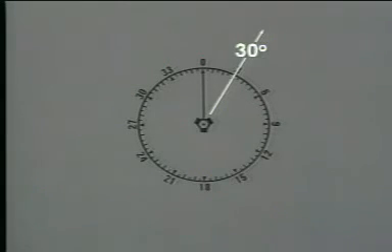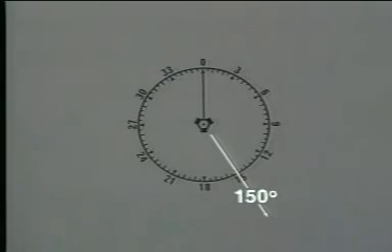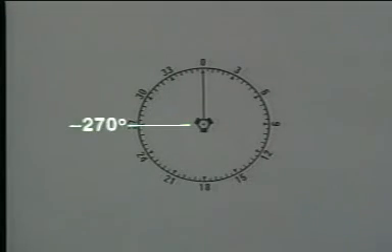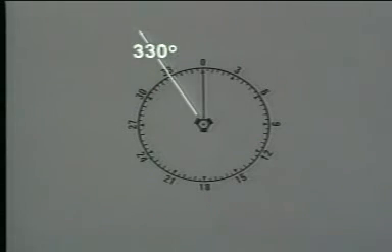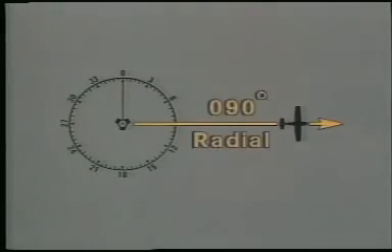These signals, called radials, extend out from the station and are numbered clockwise from magnetic north. Although the number of radials is infinite, only 360 are used. Their directions are indicated by numbers on the outside of the compass rose. Your position in relation to the VOR is usually expressed in terms of the radial on which you're located. Here, for example, the airplane is on the 090-degree radial.